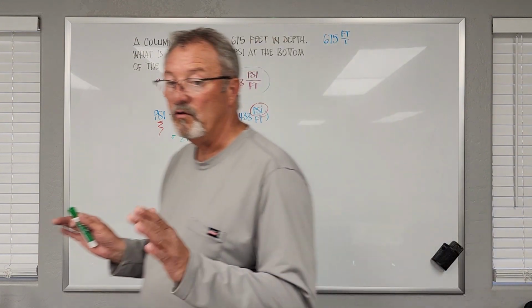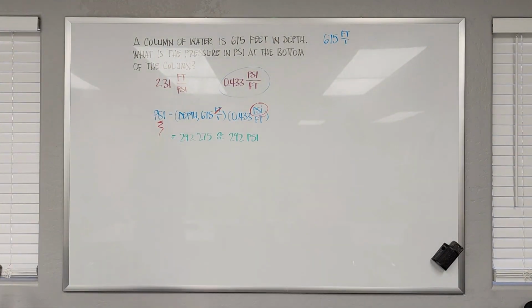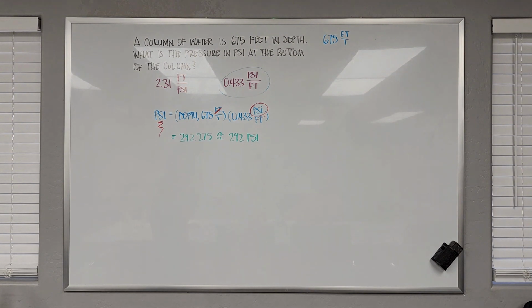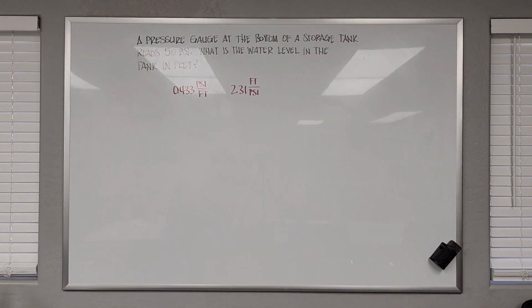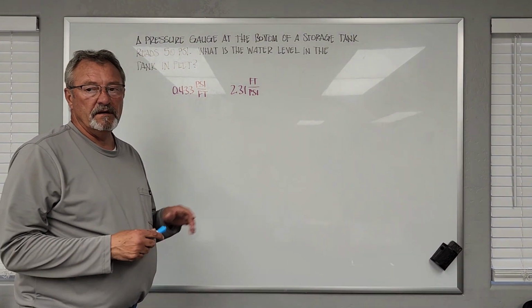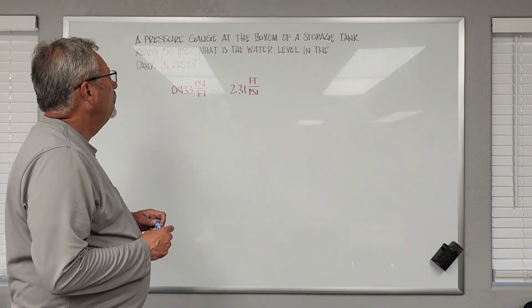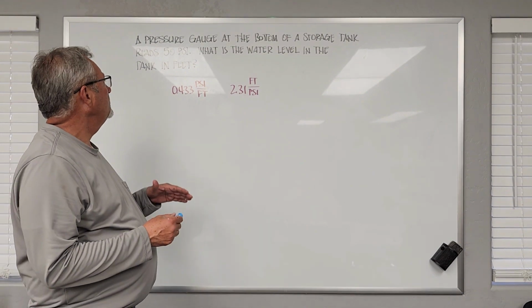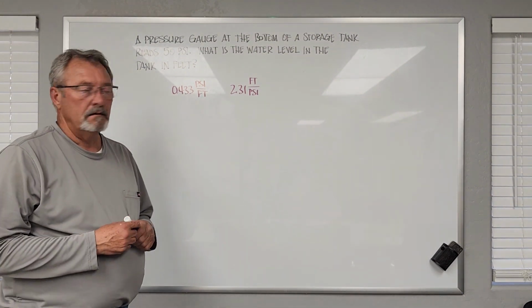You always want to go the most correct answer. That's the answer they're looking for. The one that's closest to that. Okay, a couple more questions to go. We're going to stick with pressure. A pressure gauge at the bottom of a storage tank reads 50 PSI. What is the water level in the tank in feet?